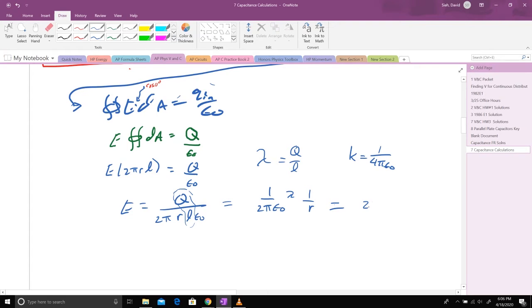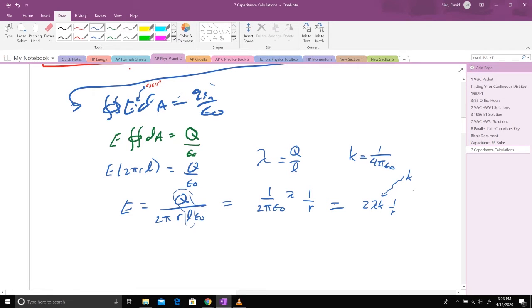So I could write this as 2 lambda K, right, times 1 over R. Might be a nice tidy way of writing it. Now, there are good reasons to not use the Coulomb's law K.